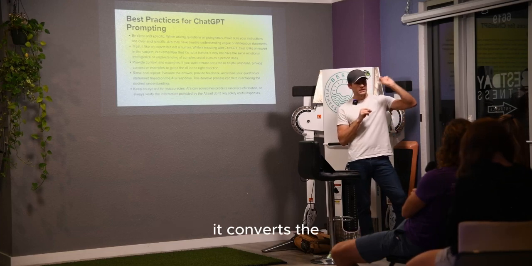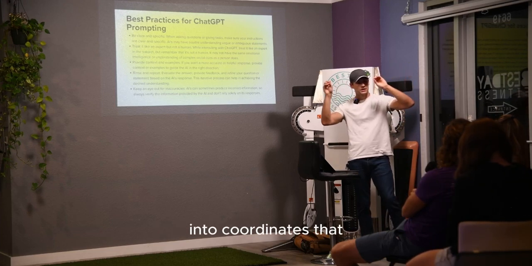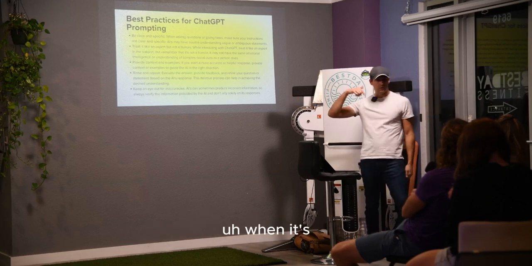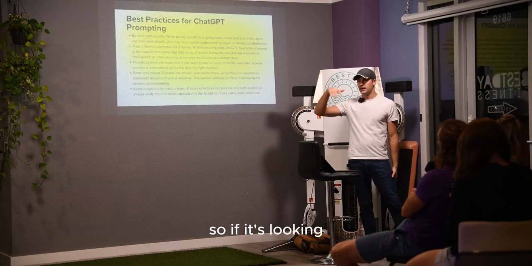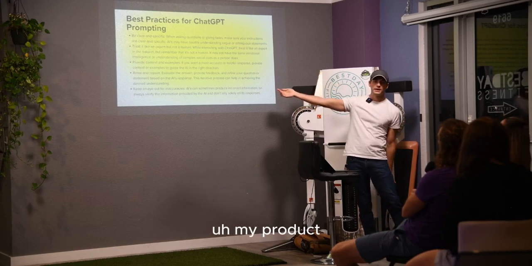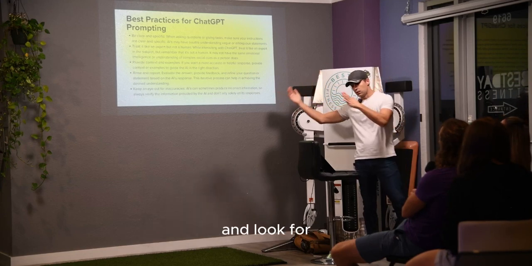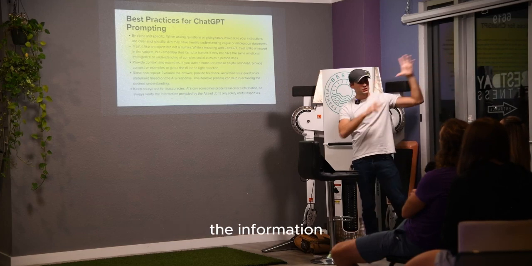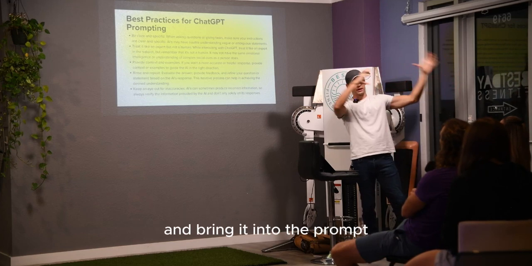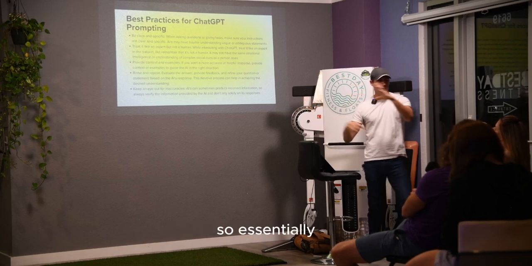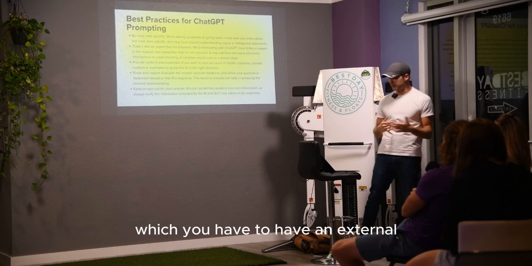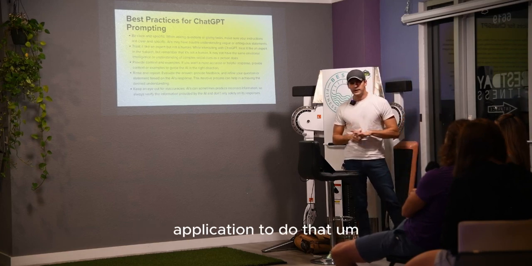It converts the information into coordinates that ChatGPT is able to reference when it's queried against, right? So if it's looking for information about my product, it's going to go and look for the coordinates that talk about the product, and it will pull the information from that segment and bring it into the prompt. So essentially, that's how that works at a very layman's level. But you have to have an external application to do that.